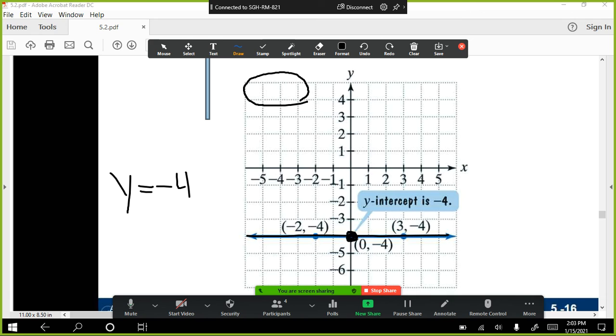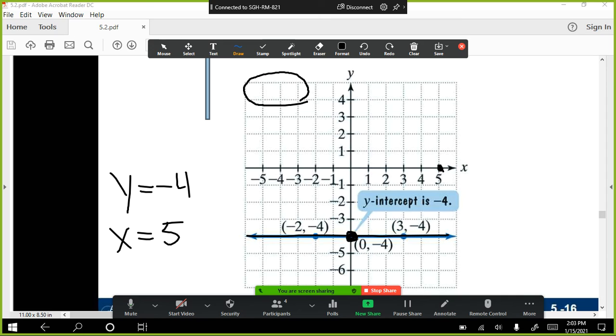All right. If it were x equal 5, well, there's no y term. This is a vertical line. And it tells me where it crosses through the x-axis. It crosses through the x-axis at 5. Here's 5. All right, notice a horizontal line there would cross through all the x-axis.